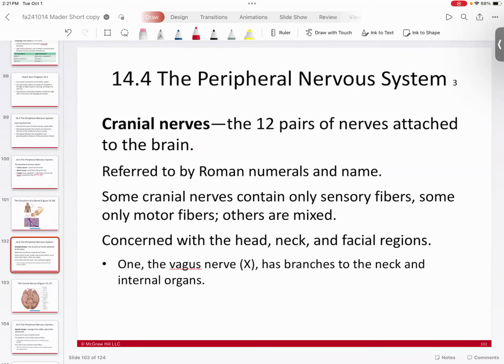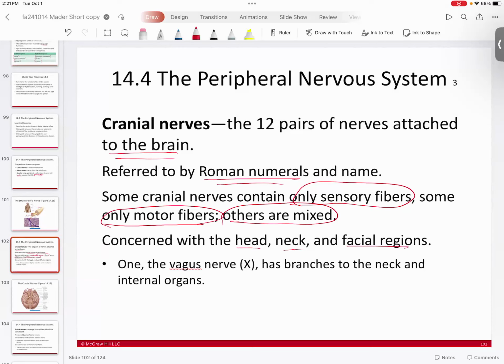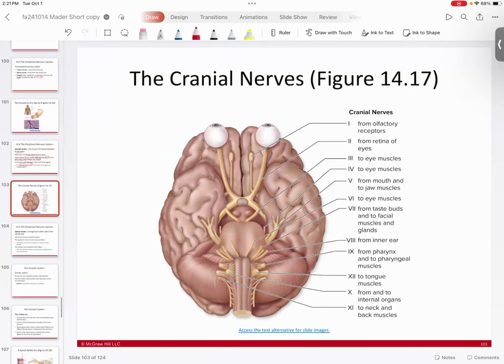When we start with the cranial nerves, there are 12 different pairs of cranial nerves. They all are attached to the brain, coming from the brain. We typically refer to them by Roman numerals and a particular name. Typically, they will have either only sensory fibers, only motor fibers, or others are mixed, meaning they have a combination of sensory and motor fibers. They're associated with head, neck, and facial regions, with the exception of one, the grand poobah of all the nerves, the vagus nerve, number 10. This goes into the neck, into the visceral organs to control those. And so this is what they look like.